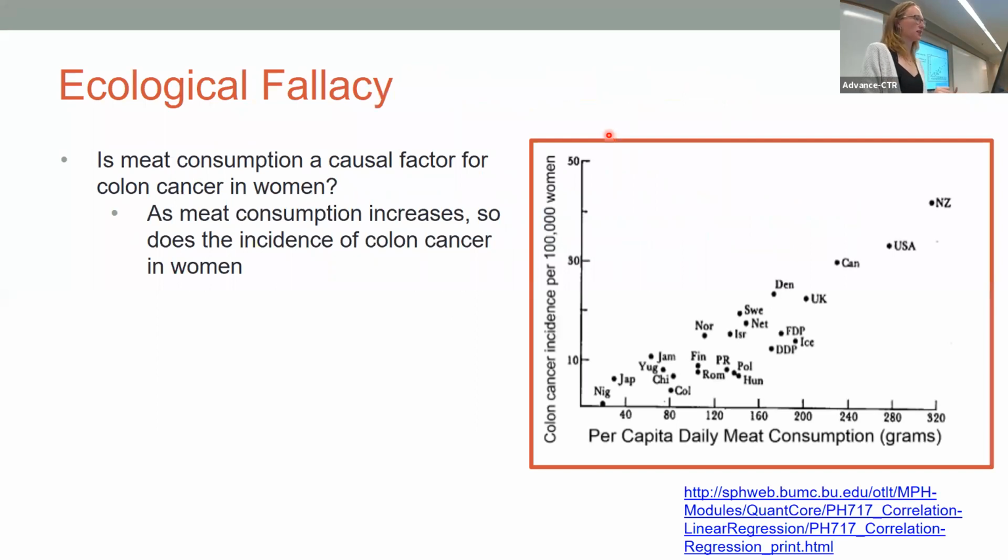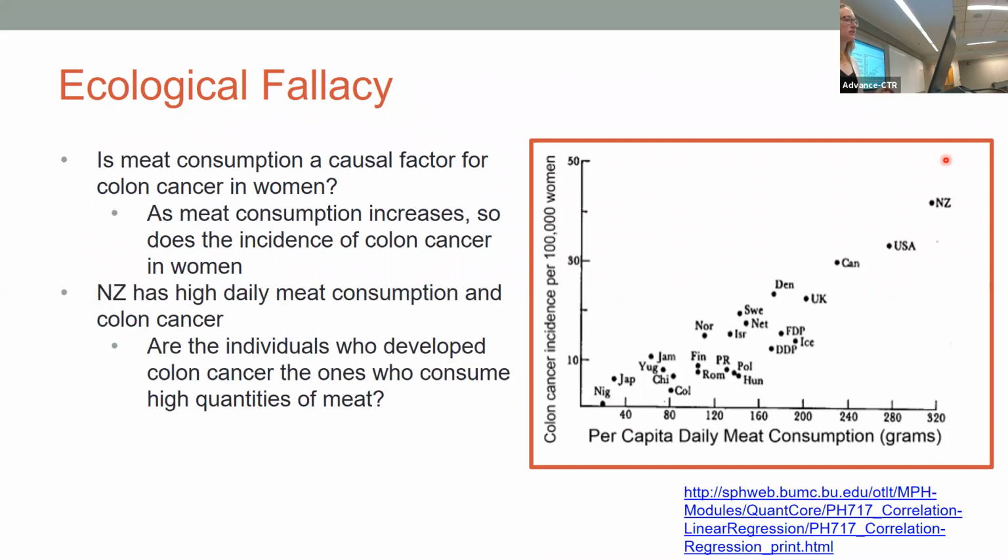So to visualize this, we have this graph, which again is showing an increasing trend between per capita daily meat consumption and colon cancer incidence per 100,000 women. So we see this graph and we wonder, is meat consumption a causal factor for colon cancer in women? Well, it kind of looks like there's a trend, right? As meat consumption increases, so does the incidence of colon cancer in women.